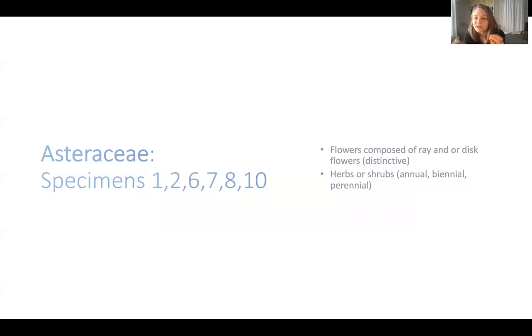Another kind of identifying characteristic is that they could be herbs or shrubs. Some of my specimens are a little bit woody, and they can have life cycles of all types. I have six specimens from Asteraceae, and they're all pretty different. So that was another identifying feature, that they could be all of these different things.